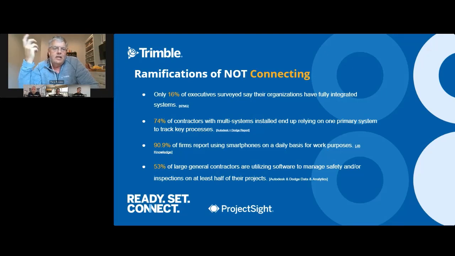So 16% of executives surveyed by KPMG say their organizations have fully integrated systems. 74% of contractors with multiple systems installed end up relying on one primary system to track key processes. I think that's one source of truth. It doesn't mean that things aren't entered someplace else. They just wind up as a source of truth, where things are really looked at, and you want that to be as few systems as possible.